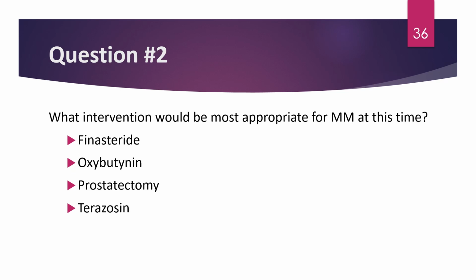Question 2, which intervention would be most appropriate for MM at this time? The answer here is actually terazosin, and really any of the alpha adrenergic antagonists can be used for this patient. Finasteride would only be used if the patient had an elevated PSA as well as an enlarged prostate greater than 40 grams. Oxybutynin would be for those irritative type symptoms because it is an anticholinergic agent, and because we have not progressed to severe BPH yet, prostatectomy would not be appropriate.